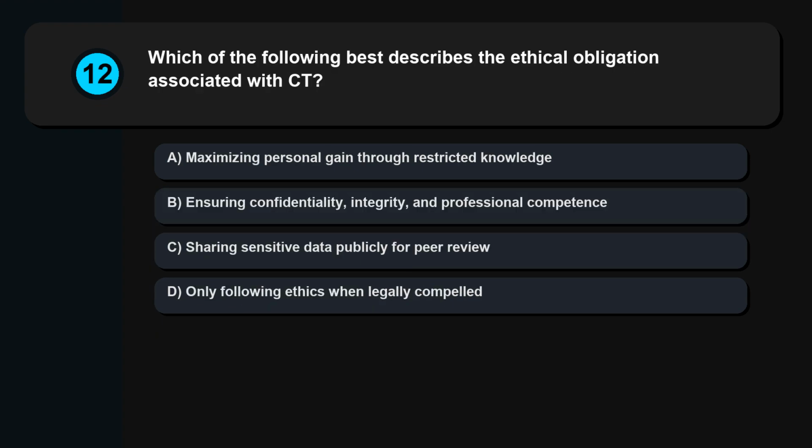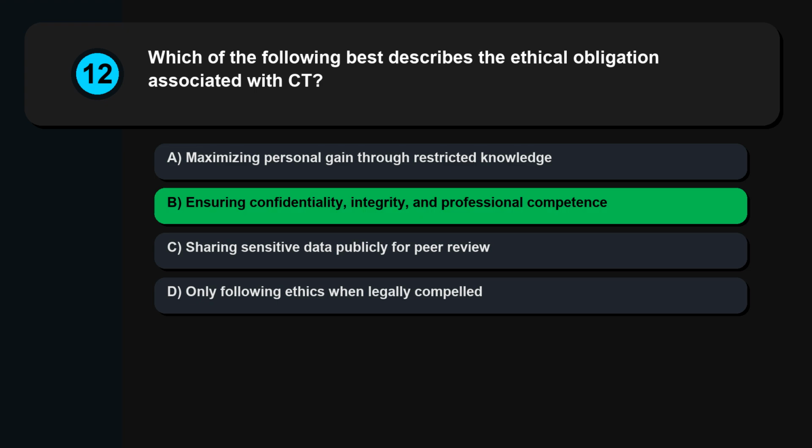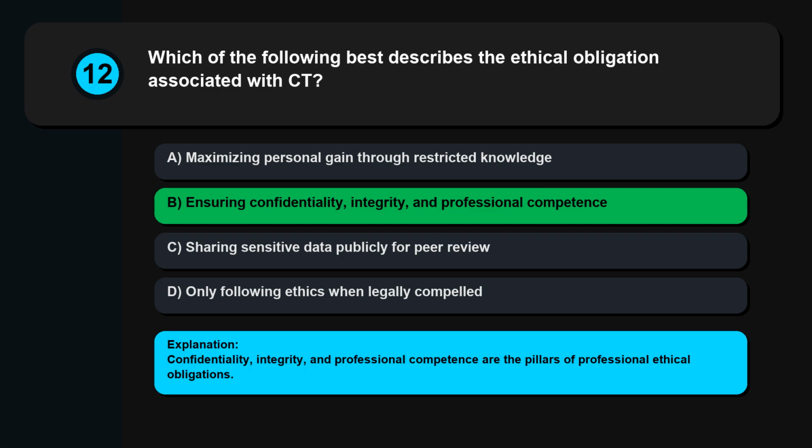Question 12. Which of the following best describes the ethical obligation associated with CT? Maximizing personal gain through restricted knowledge, ensuring confidentiality, integrity, and professional competence, sharing sensitive data publicly for peer review, only following ethics when legally compelled. Confidentiality, integrity, and professional competence are the pillars of professional ethical obligations.